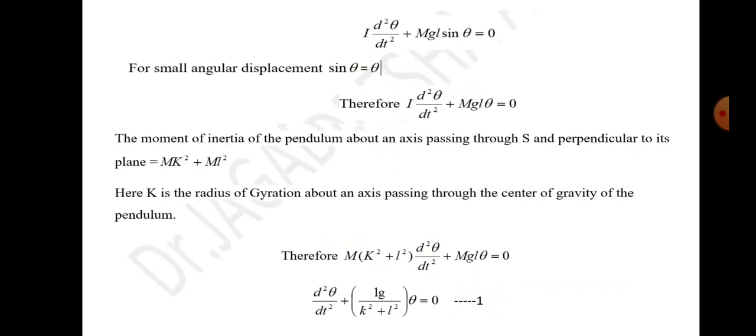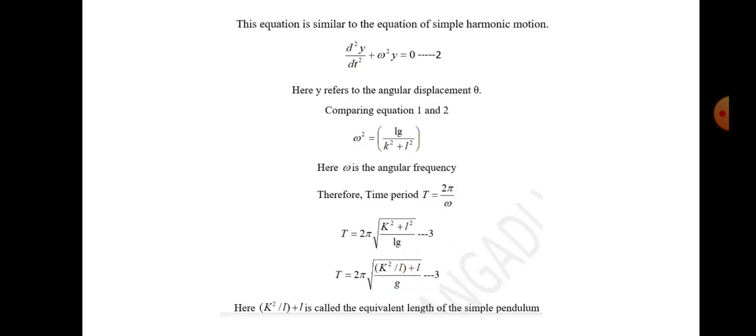Here, instead of ω², what is there? Lg divided by (k² plus l²). So ω² is Lg divided by (k² plus l²), where ω is, as we already know, the angular frequency. As we already know, the time period T is equal to 2π by ω, that is the standard formula.